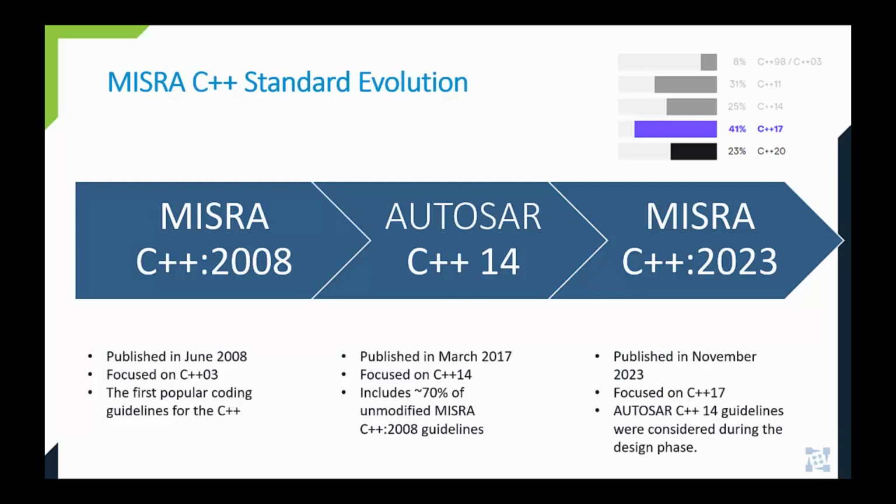It includes around 70% of the MISRA C++ 2008 guidelines and actually adds many more rules. Then in 2019, MISRA and AutoSAR announced that they would join forces. MISRA will merge the AutoSAR C++ 14 guidelines with its own established best practices to develop a single go-to language subset for safety-related C++ development.